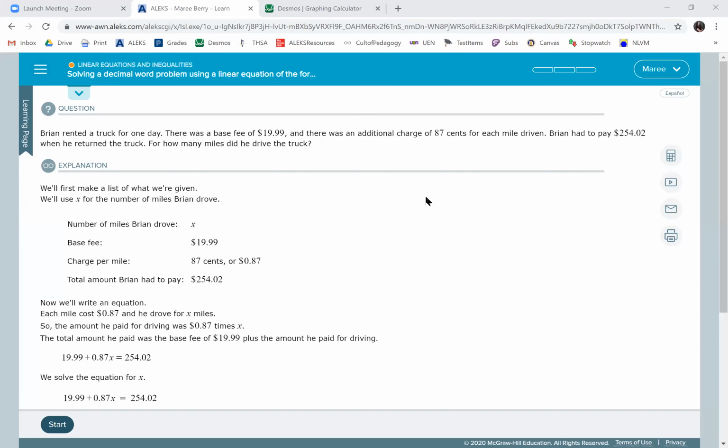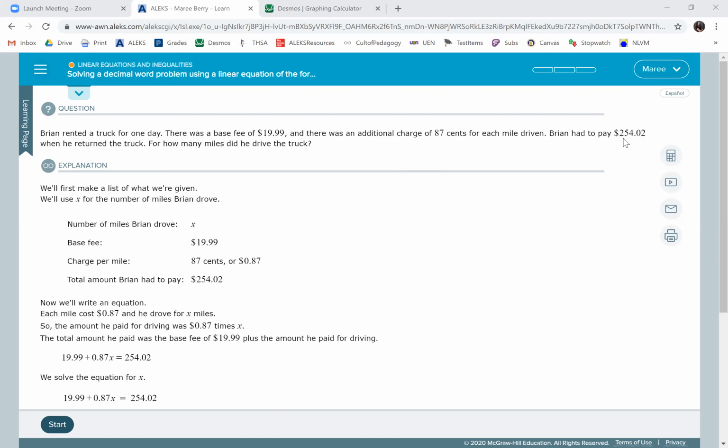So in this lesson, we're just going to be able to write an equation and then solve it for the word problem. So in this example, it says Brian rented a truck for 1 day. There was a base fee of $19.99, and there was an additional charge of 87 cents for each mile driven. So that means he's going to pay for all the miles that he drives, plus a $19.99 just one-time fee. That's what a base fee means, just going to do it one time.